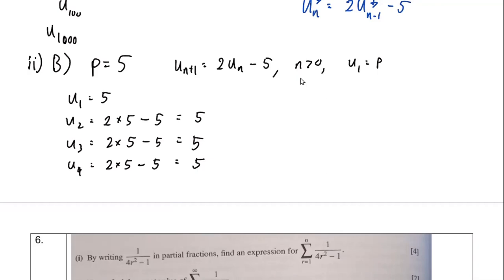It keeps on repeating. So eventually you realize that as you keep on increasing the value of n, it just keeps on repeating the 5. So you can just describe the sequence as: the sequence stays constant at 5. Constant. u1, u2, u3: 5, 5, 5, 5. It just stays at 5 all the time.